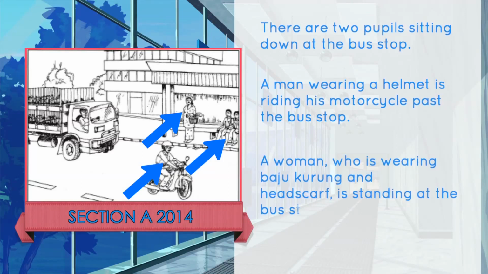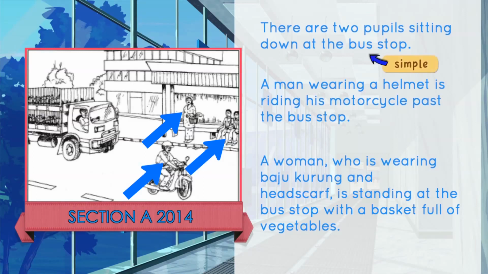A woman who is wearing a baju kurung and headscarf is standing at the bus stop with a basket full of vegetables. Can you see the difference between these three sentences? The first is for beginner pupils, the second is for intermediate, while the third is for excellent pupils.